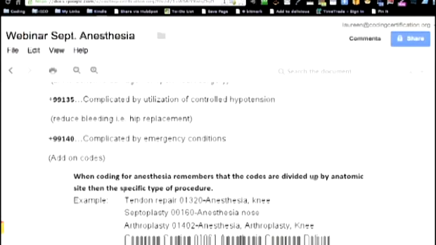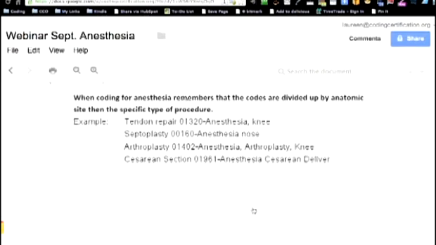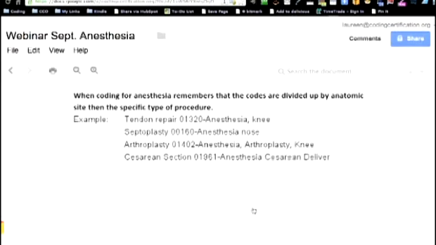So let's see, when coding for anesthesia, the last thing you need to know for the basic explanation on coding anesthesia is how to look up the codes. And it's pretty simple. That's another reason I like anesthesia. Let's say you've got a tendon repair. So what you need to know is you look up under anesthesia, and where is the repair being done? Knee. And that gives you the code. So it's done by anatomic site and then the procedure.